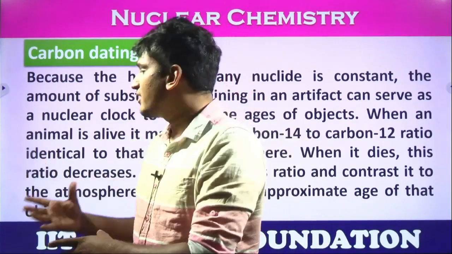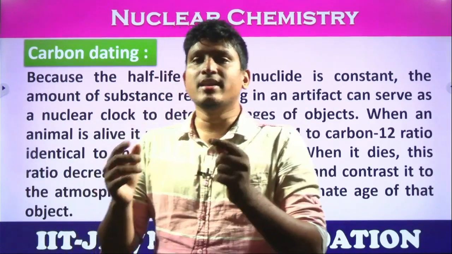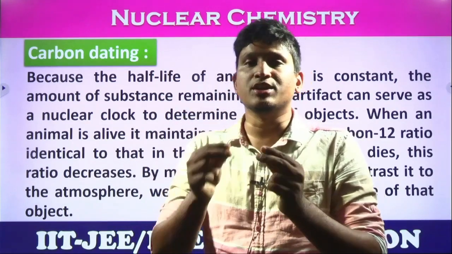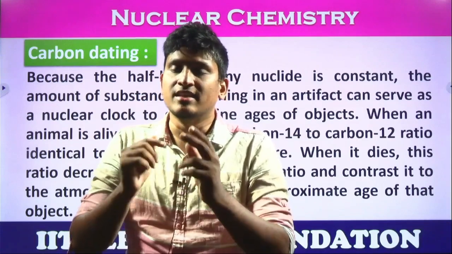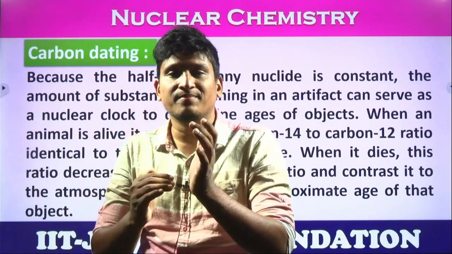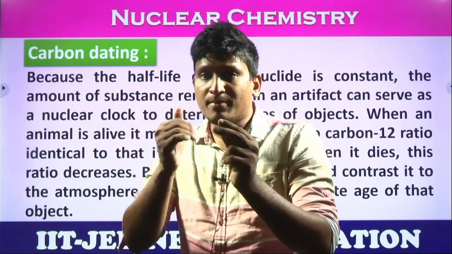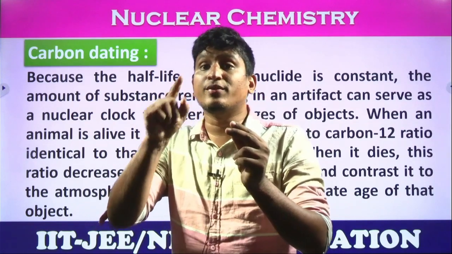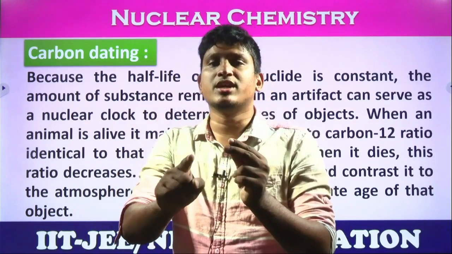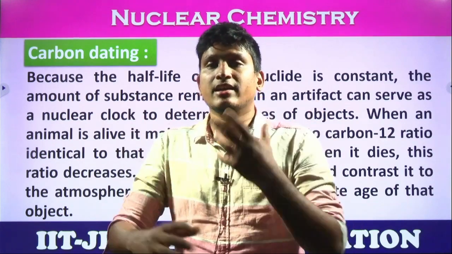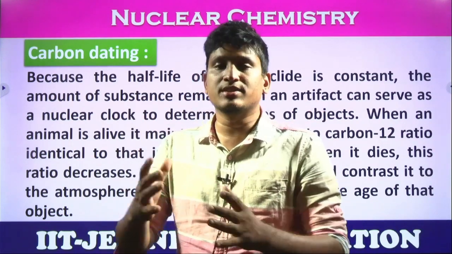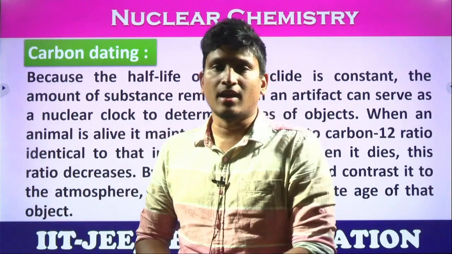So when an animal or anything is alive, it maintains that carbon-12 to carbon-14 ratio with respect to the atmosphere. But when it dies, this ratio starts decreasing. Based on the lifetime, as it decreases, they can find the age of that object. You already know half-life means what? 50% of the amount will undergo disintegration, radioactive decay, yes or no?